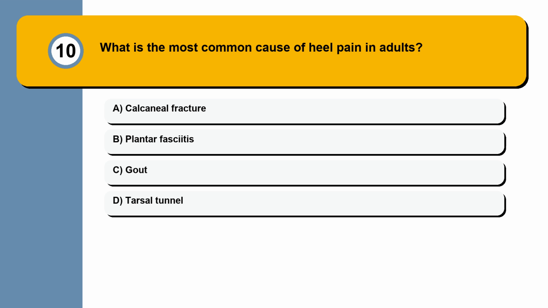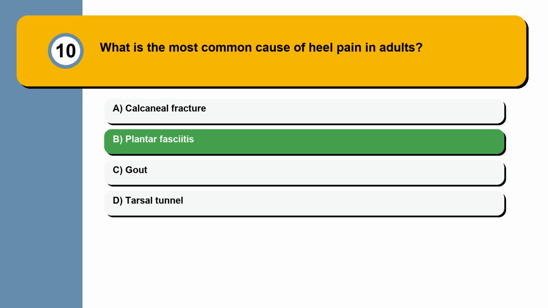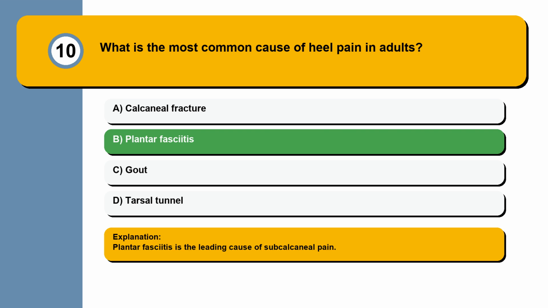Question 10. What is the most common cause of heel pain in adults? Calcaneal fracture, plantar fasciitis, gout, tarsal tunnel. Plantar fasciitis is the leading cause of subcalcaneal pain.